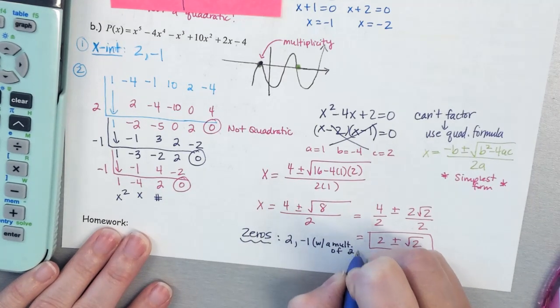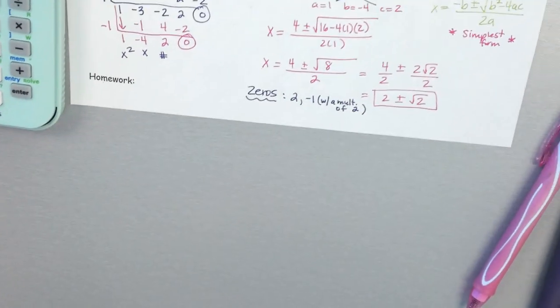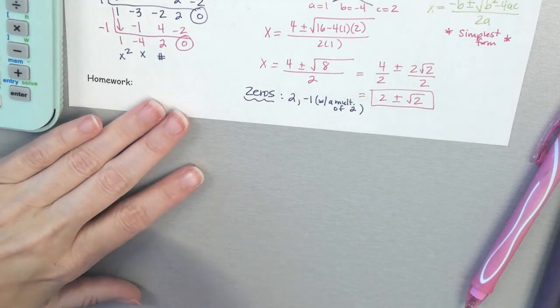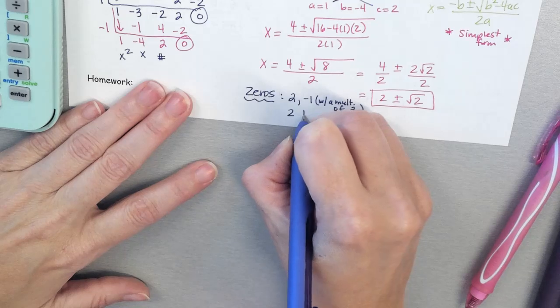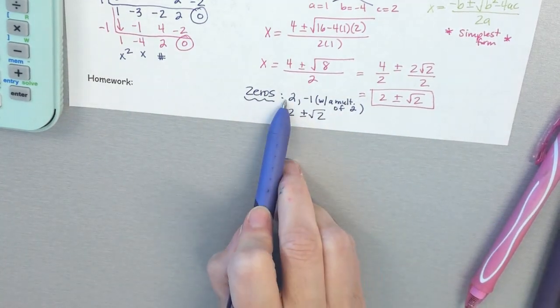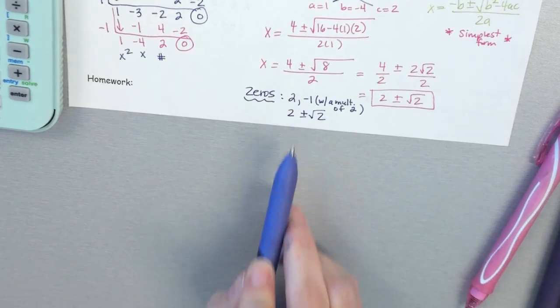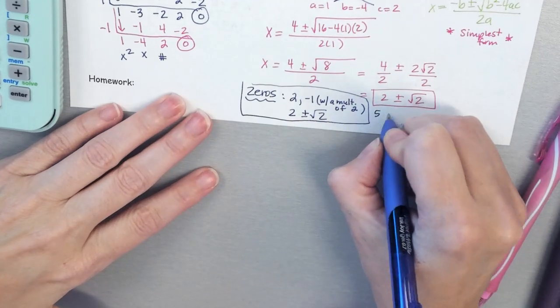So write out the multiplicity for this. So it's -1 with a multiplicity of 2. You can abbreviate that part. And then 2 plus or minus root 2, you can have it just like that. So it's 1, 2, 3, 4, 5. You have 5 zeros total.